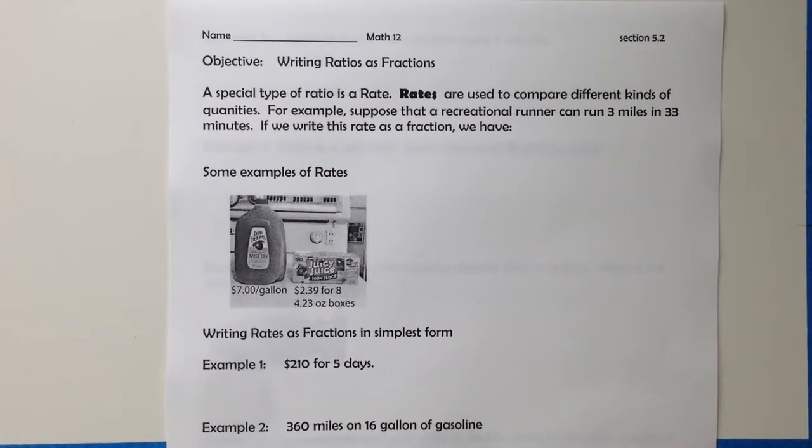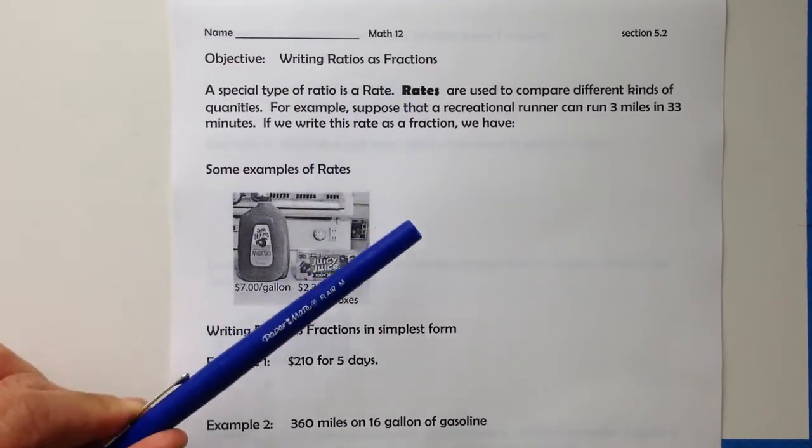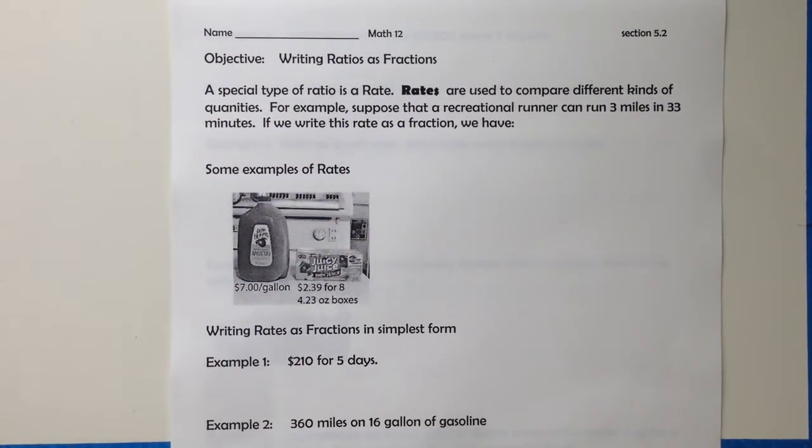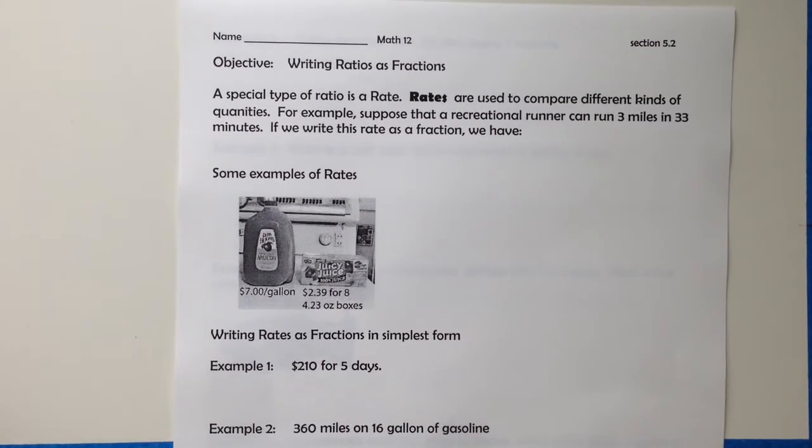Writing ratio as a fraction. In today's topic, we're going to look at what is a rate. So a rate is just a special ratio. A rate is used to compare two different kinds of quantities, whereas a ratio compares same quantities.